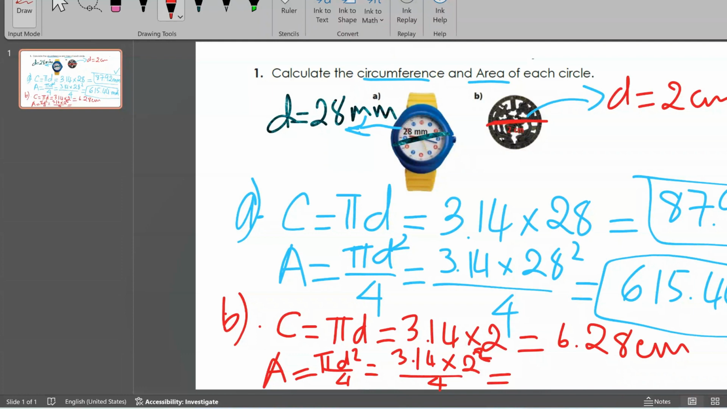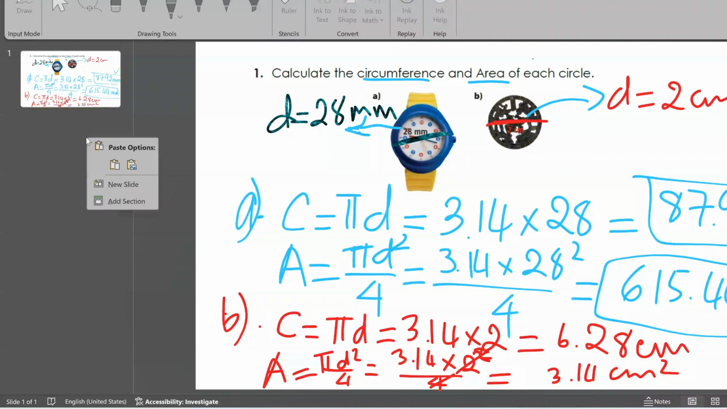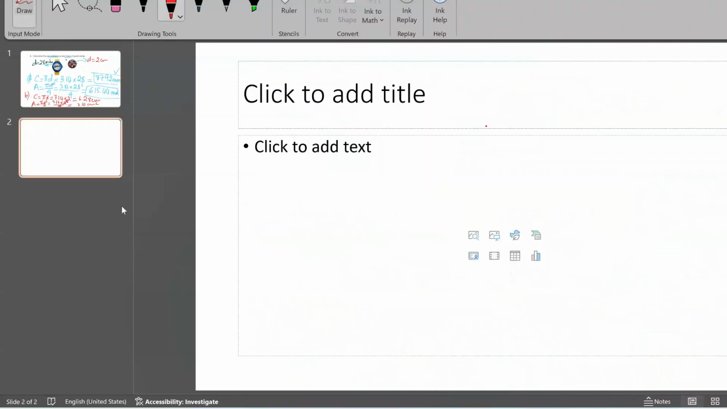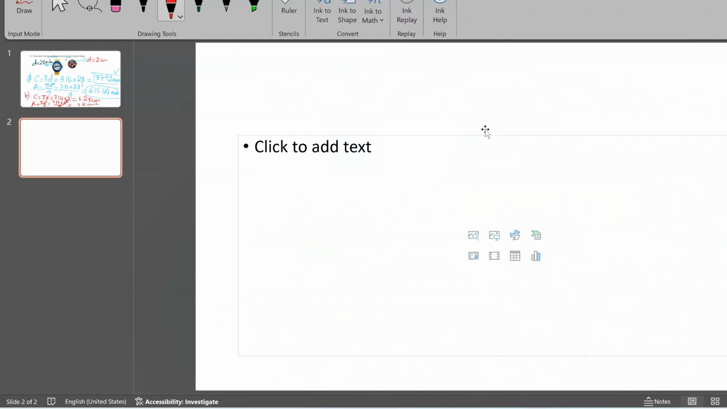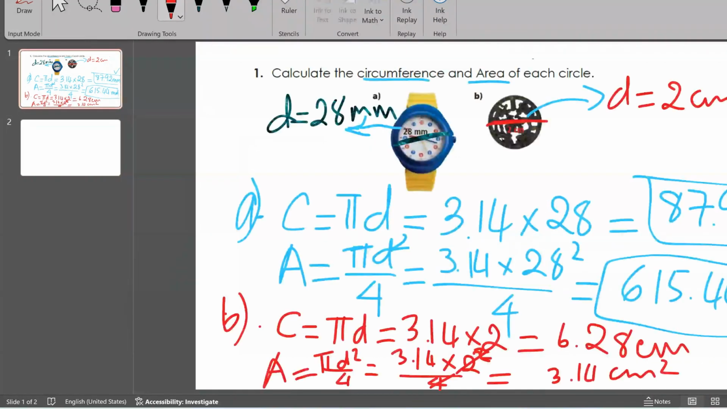3.14? Is it? Yes, 3.14. 3.14 centimeter square, because 2 square is 4. Actually, like this and this can this and this. Okay, but I don't know where you get this result, but don't ask. Okay, so this is number one. We have done one correctly.